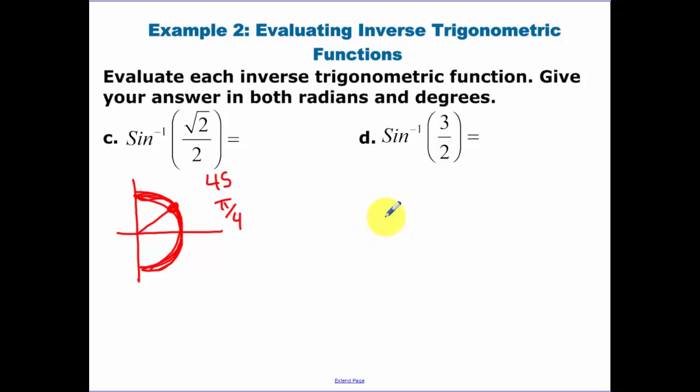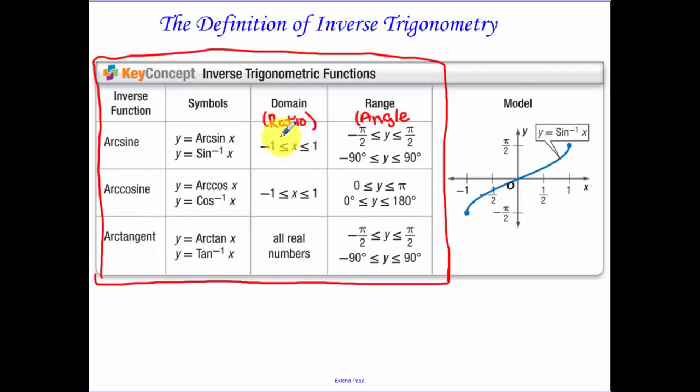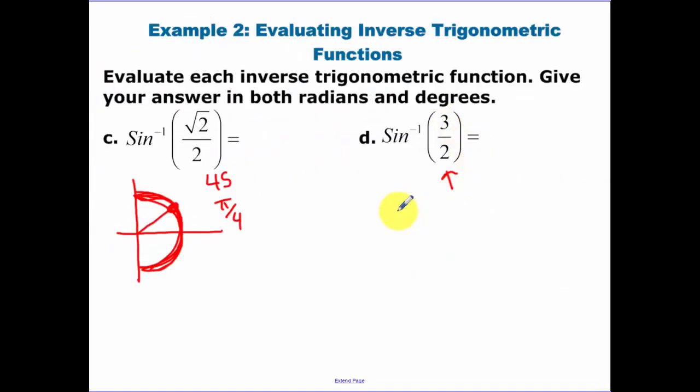Okay, for part D, inverse sine of 3 over 2. I almost said root 3. This number is bigger than 1. If you look back here, our ratio has to be between negative 1 and 1. So this answer is no solution. Okay? So this number here has to be between negative 1 and 1. Has to be one of our common ratios from our unit circle.